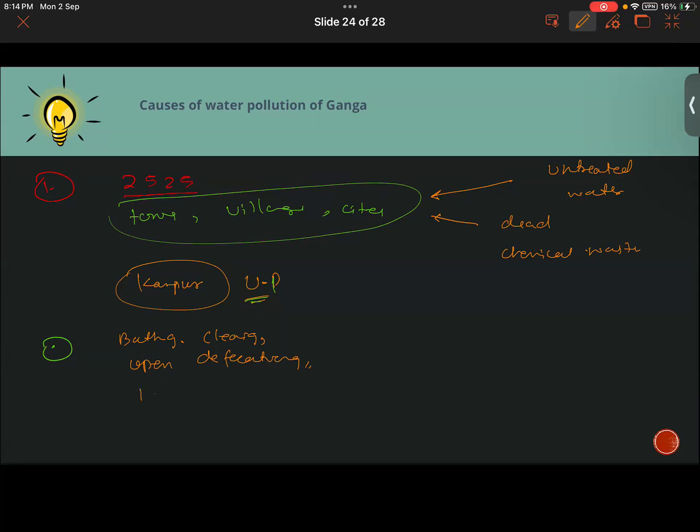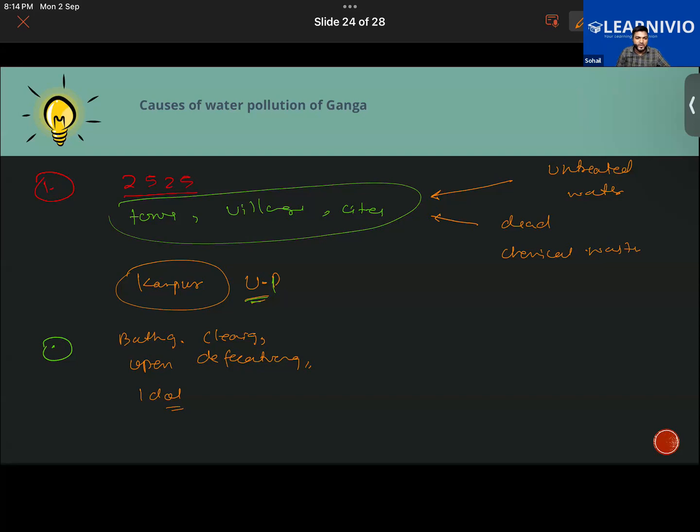In fact, when idols are flowed into the river, nowadays the idols that are being made are eco-friendly, meaning that they mix with the water properly.